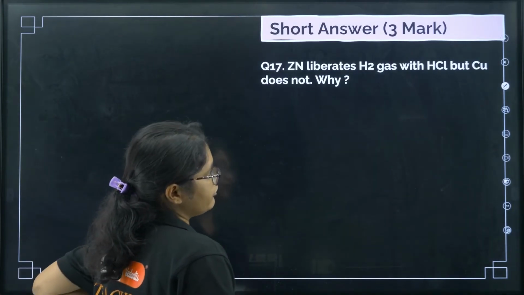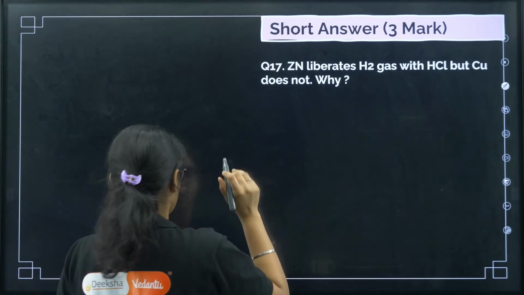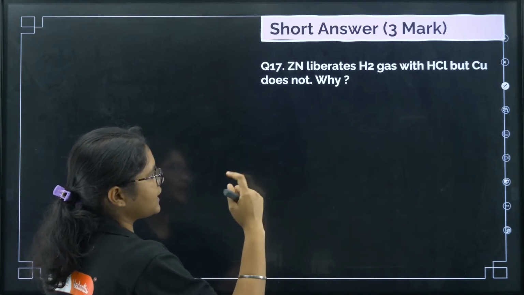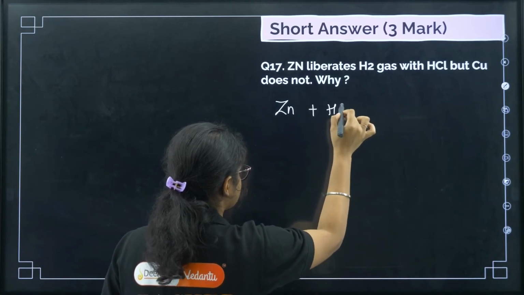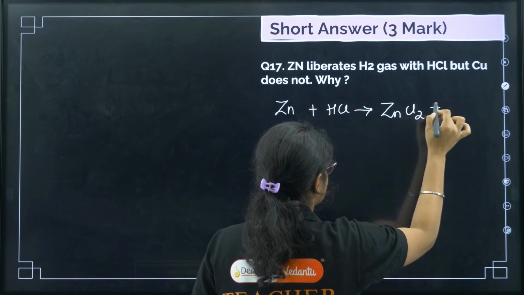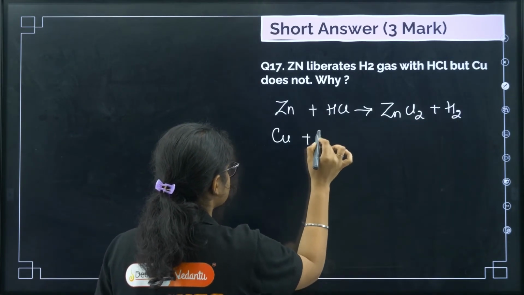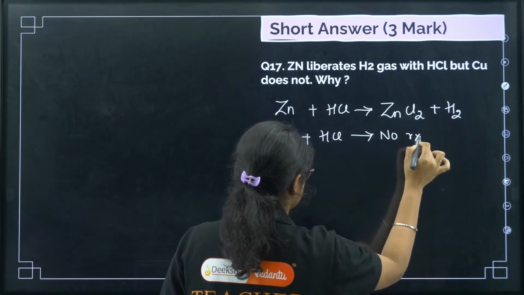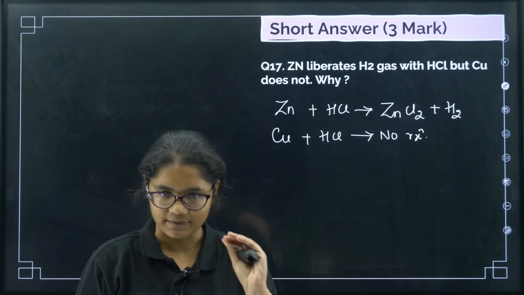Zn liberates hydrogen gas with HCl but copper does not. Why? So how to start this? The question is saying that Zn liberates hydrogen gas with HCl. So first we can write the reaction: Zn plus HCl gives ZnCl2 plus hydrogen, right? And copper plus HCl, you can write no reaction. Why is the question asked? This is very simple. This is a 3-mark question, but the answer is very simple.